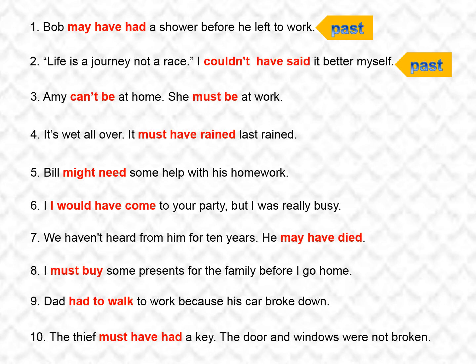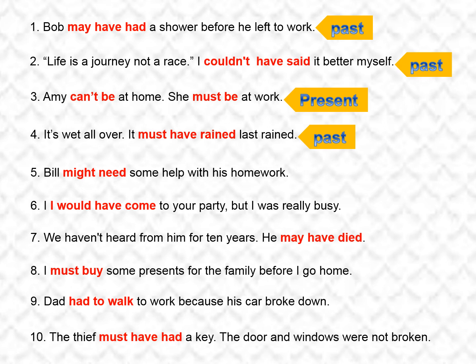Number 3, Amy can't be at home. She must be at work. So can't expresses impossibility and must expresses certainty, and both of them are in the present. Number 4, it's wet all over. It must have rained last night. So it expresses what? Good, certainty or deduction, and of course it's in the past. We have must have plus past participle.